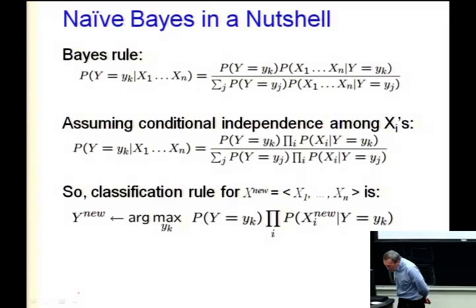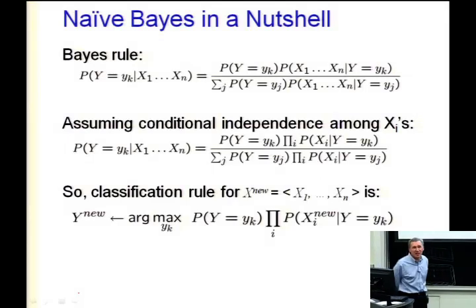Okay. So here's naive Bayes in a nutshell. You now know the whole story. We have Bayes' rule, of course, which we all embrace. We know about conditional independence assumptions, which is summarized again here. And then that leads to the following classification rule.